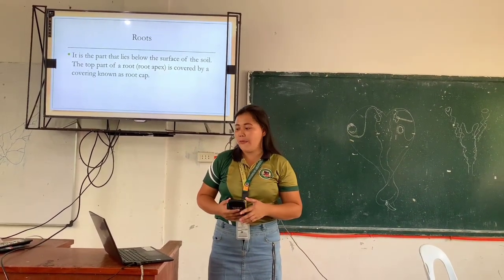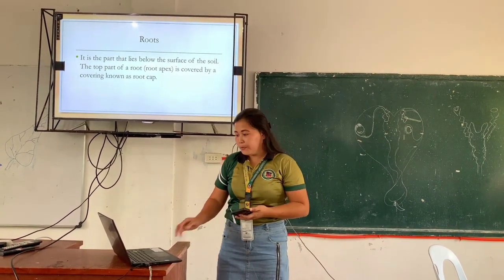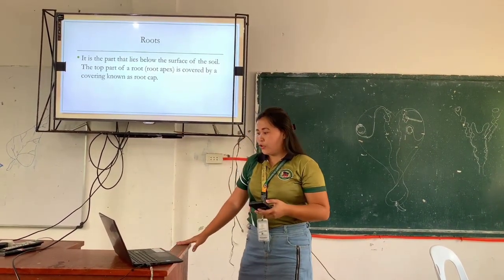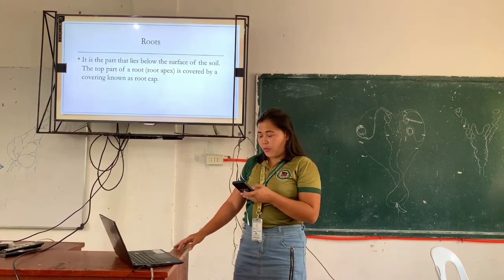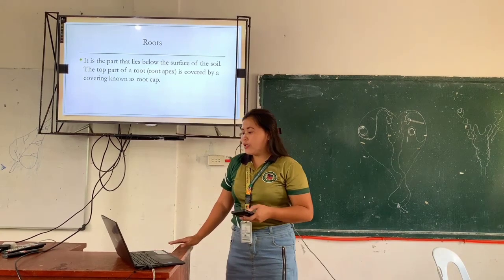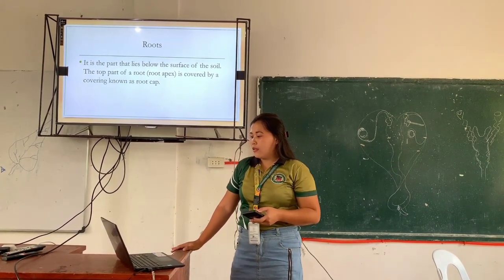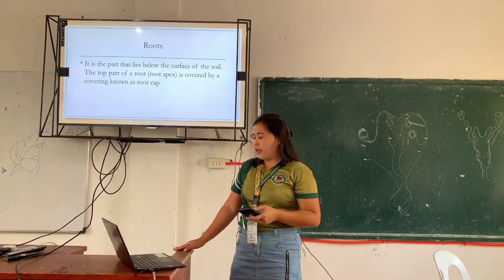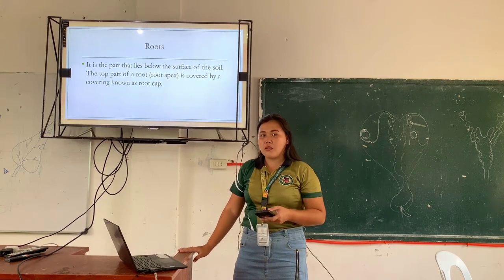To continue the topic of the anatomical region about plant organs. The roots are the third part of the anatomical region. The roots are the part that lies below the surface of the soil. The top part of a root, or root apex, is covered by a covering known as the root cap.